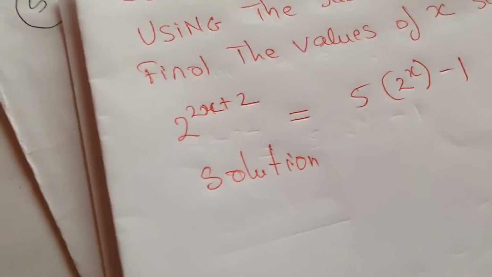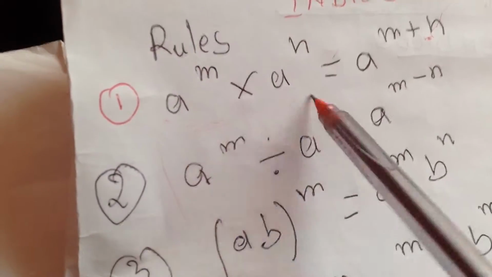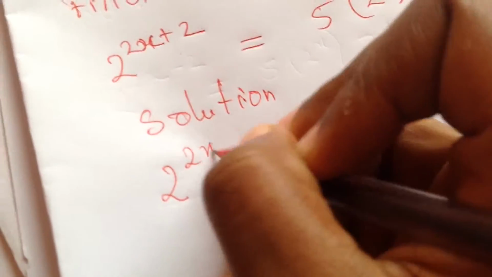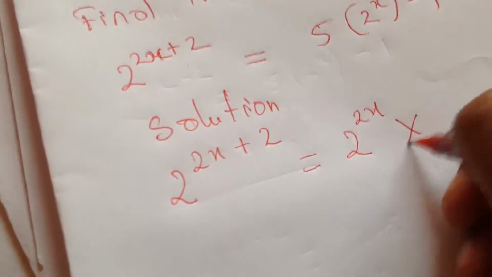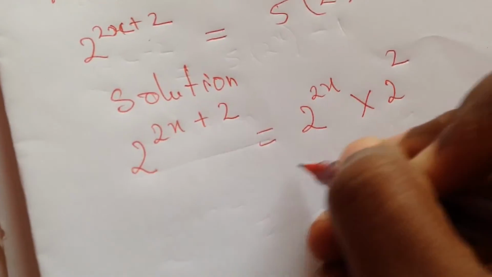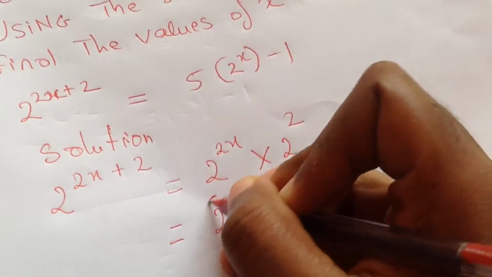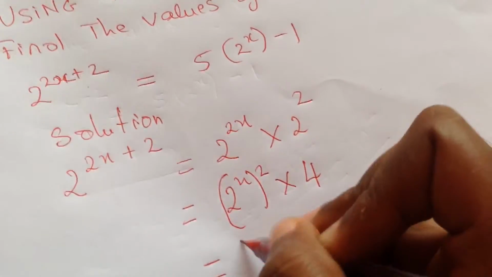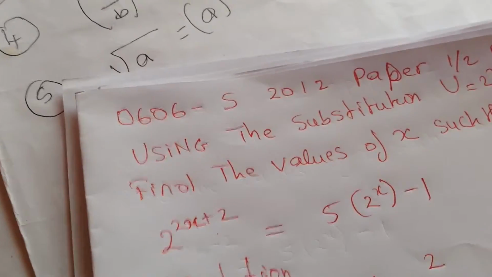Okay, so how do I break this thing down? I'm going back to my formula. As soon as I see plus, I need to break it this way. So I'll write 2 raised to the power of 2x plus 2, it is equal to 2 raised to the power of 2x times 2 squared. I need to write it this way for me to see, times 4. So at the end of the day, I have 4 with the substitution u squared. So I just change this and my life becomes easier.